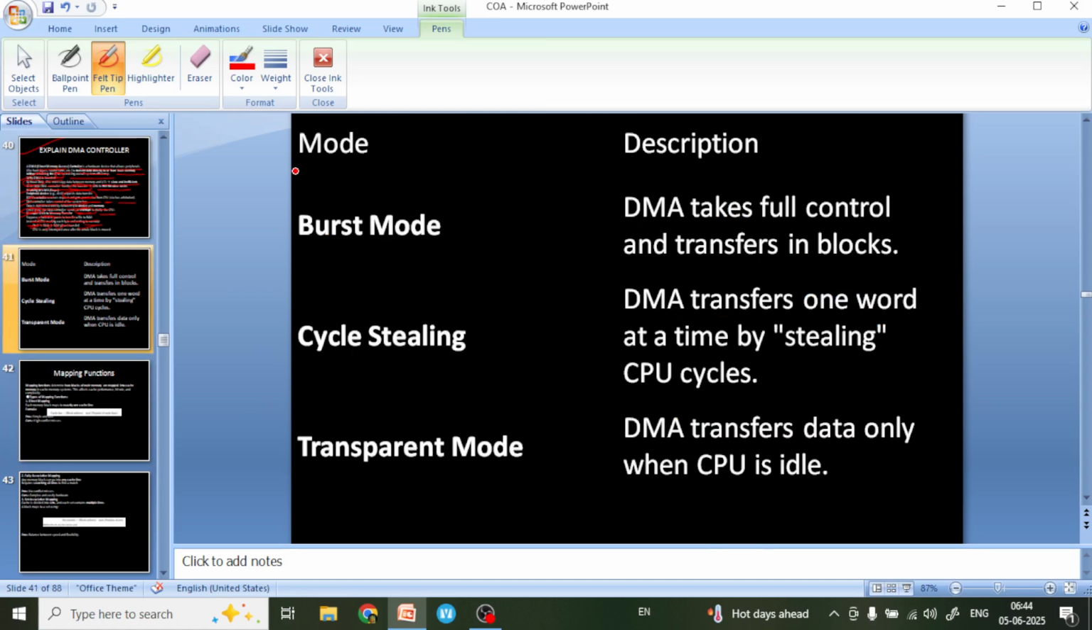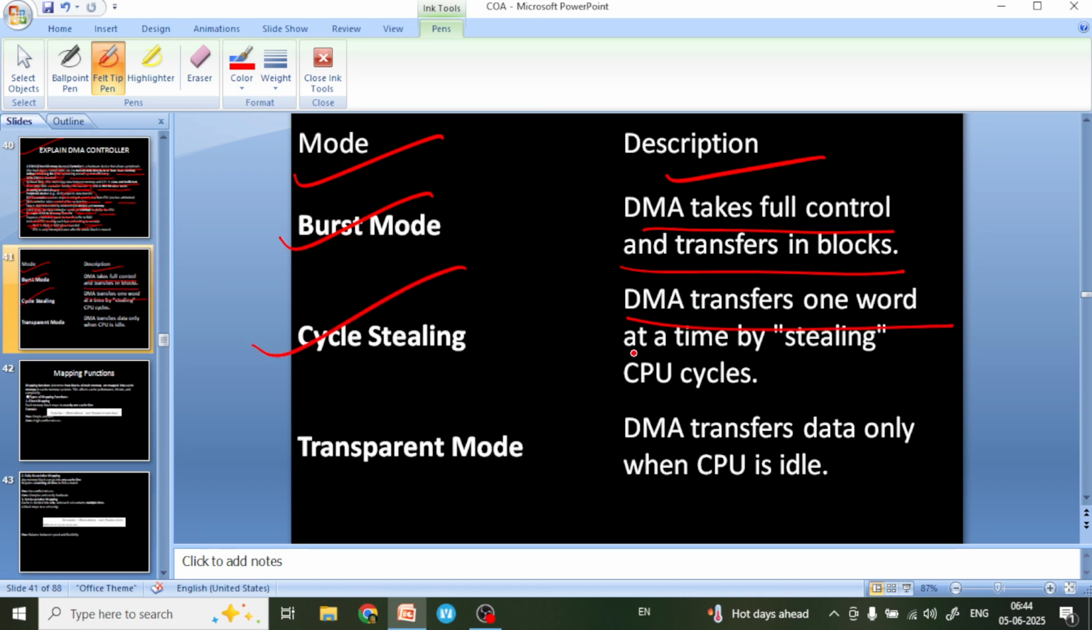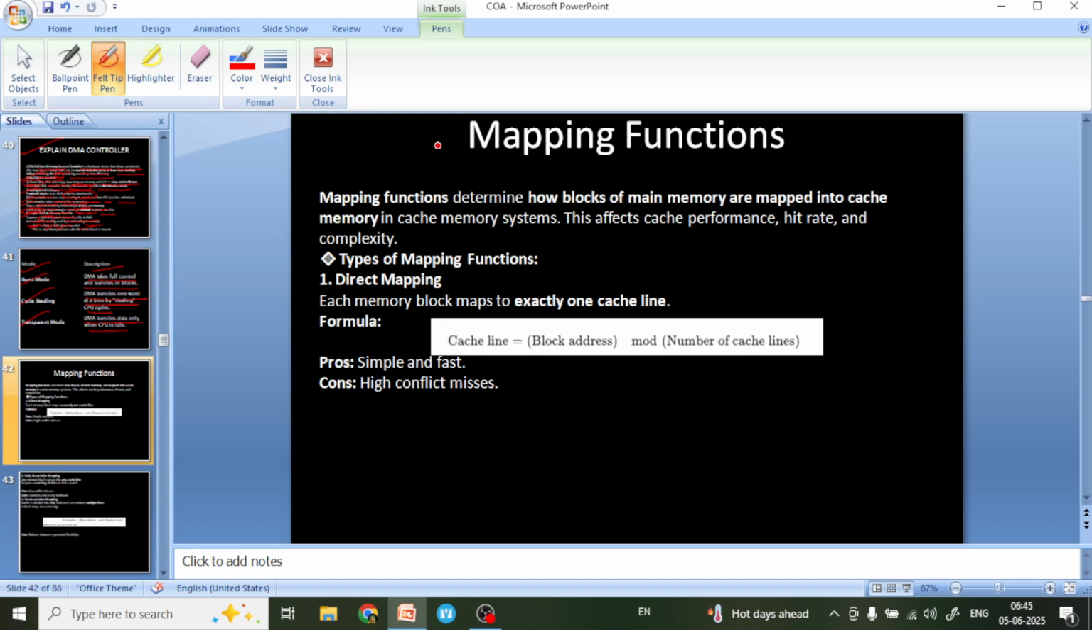Now next are the modes. Burst mode: DMA takes full control and transfers data in blocks. In cycle stealing, DMA transfers one word at a time by stealing CPU cycles. Transparent mode: DMA transfers data only when the CPU is idle.